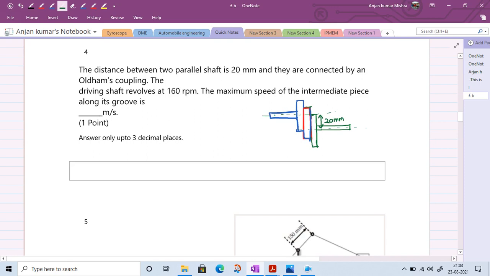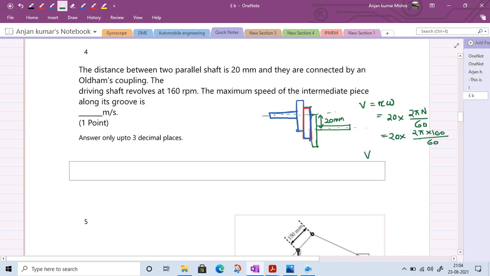Okay, so if we know the angular velocity of the driving shaft, we can calculate the velocity of sliding, because V will be equal to R omega. Okay, so if V is equal to R omega, we know the distance, that is R is equal to 20 mm here, that is the distance between the two parallel shaft, or the distance that will be travelled by this intermediate disc. So 20 multiplied by omega, that is 2 pi n divided by 60 here. Okay, so 20 multiplied by 2 pi multiplied by 160 rpm divided by 60.